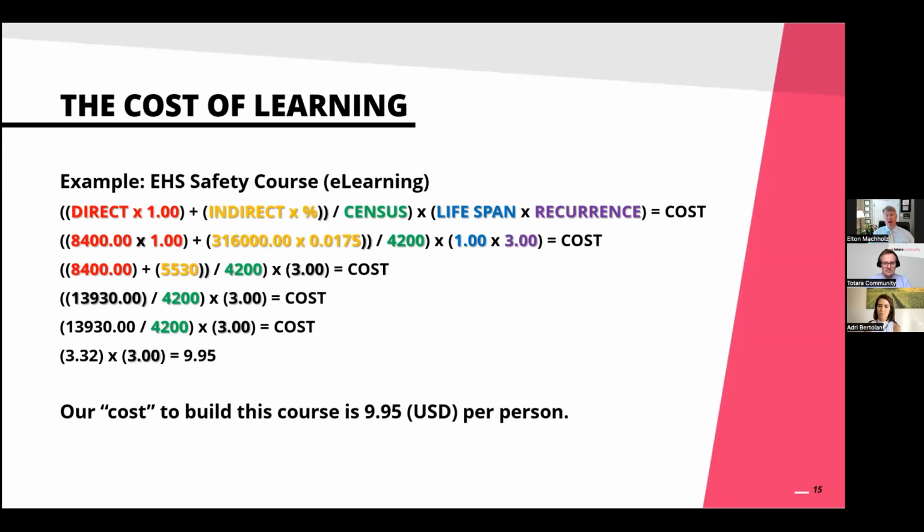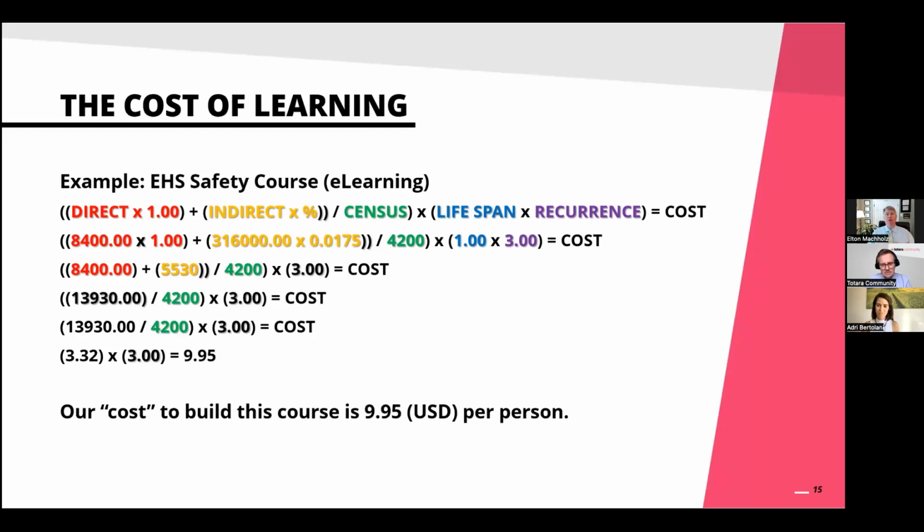in our training. And then I'm going to take my program's budget, and we're going to pretend that that's right now $316,000 per year. We're going to calculate that by that indirect percentage value that we're going to apply, which, as I said before, was 1.75%. We knew that our audience for this was going to be approximately 4,200 learners. This course was good for 1 year, but we could reuse it for 3 recurrent trainings for individuals. So we get that calculation, and you can see the breakdown and ultimately end up with a per person cost of $9.95.